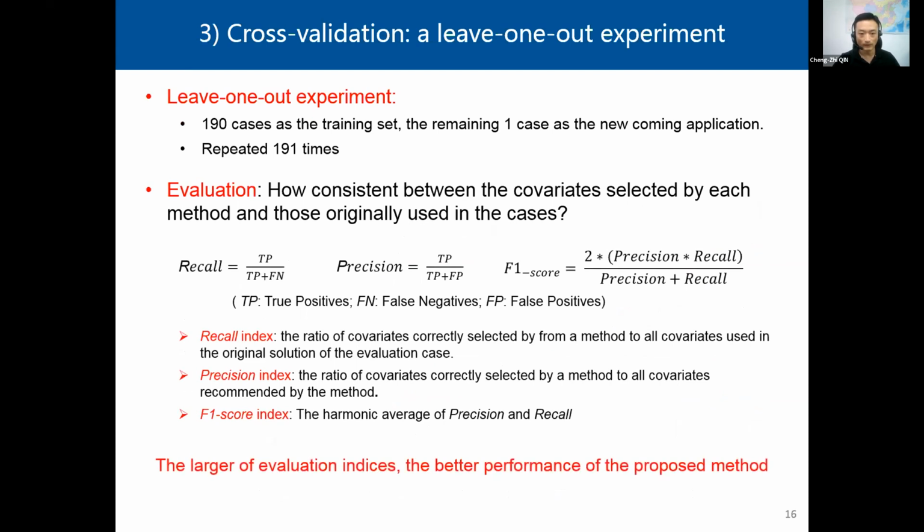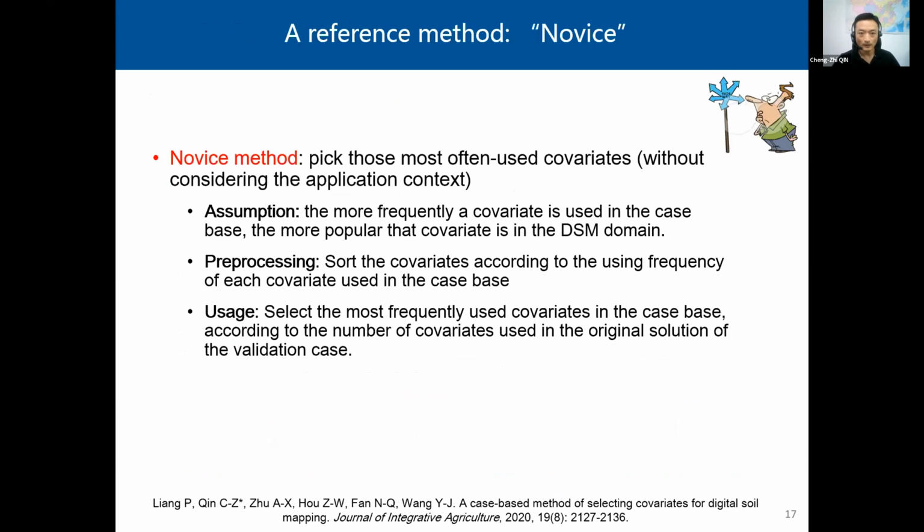Three typical evaluation indexes were chosen for the evaluation: recall, precision, and the F1 score, to evaluate the consistency between the covariates selected by each method and those originally used in these cases. We also design a reference method, so-called noise, to pick the most often used covariates. So basically, it simulates the behavior of the noise for digital soil mapping.